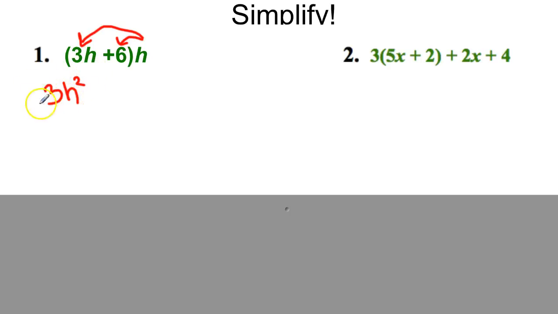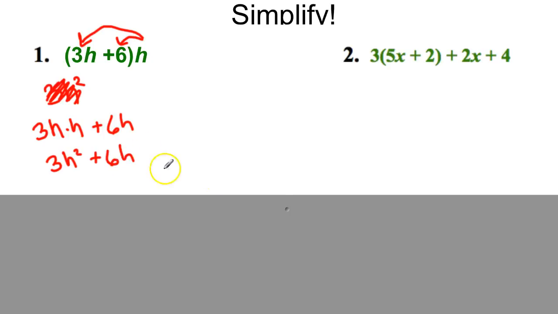If I was going to show you that in a different way, 3h times h, h times h is how you get the h squared. And then 6 times h, that's 6h. So if I simplify that, 3h squared plus 6h.